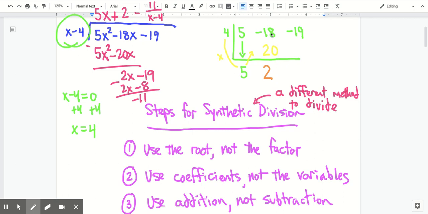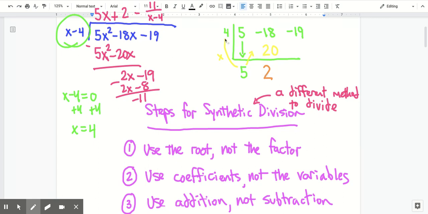The reason I'm allowed to add and not subtract is that before it was an x minus 4, and here it's a positive 4. So I've already kind of reversed my sign going from here to here. That lets me add instead, which is good because addition is easier than subtraction usually. Then the process just keeps going.